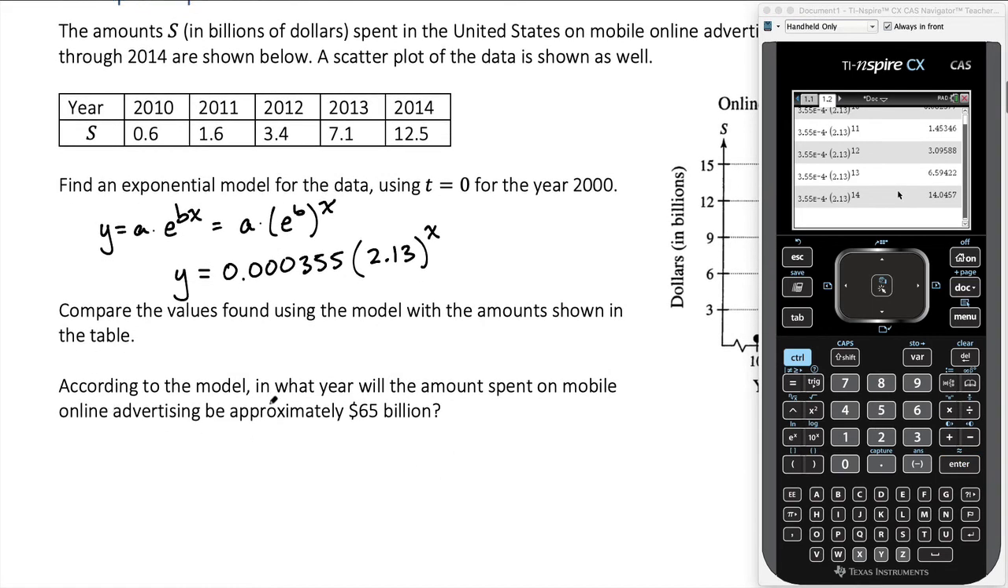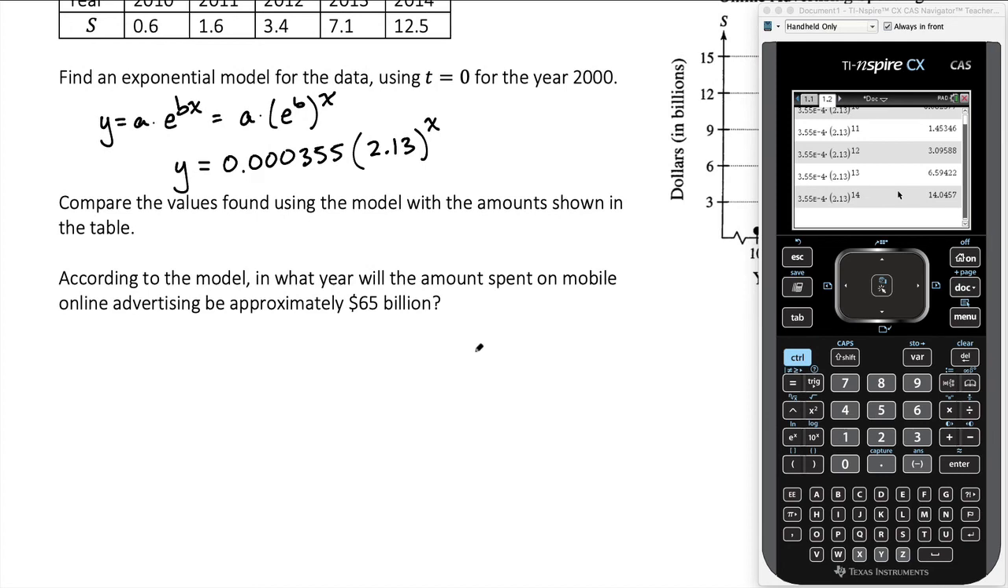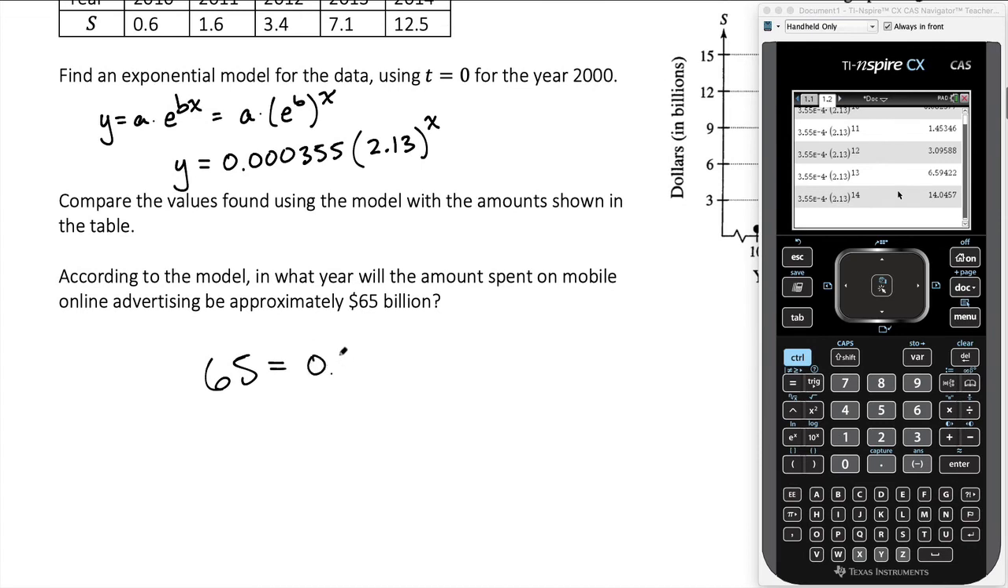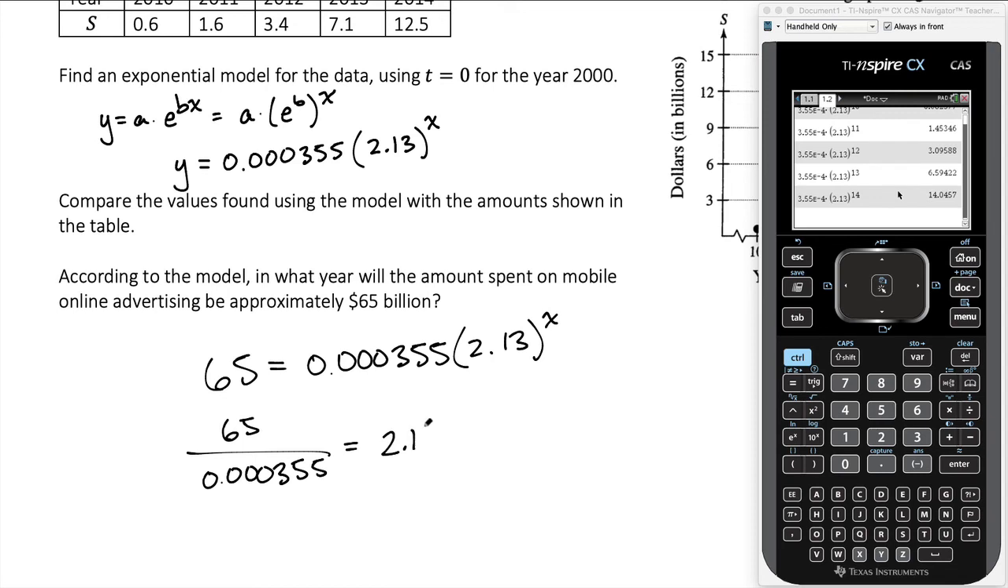Now here it says, according to the model, what year will the amount spent on mobile online advertising be approximately 65 billion? So now we're just taking 65 and setting it equal to this, because this was, again, in billions. So we're just setting it equal to our model, and then we'd like to solve for x. If I divide both sides by this number here, 65 over 0.000355 equals 2.13 to the x.